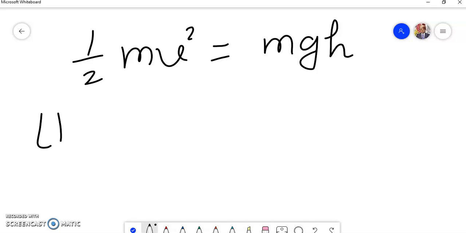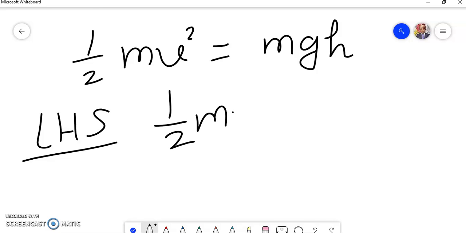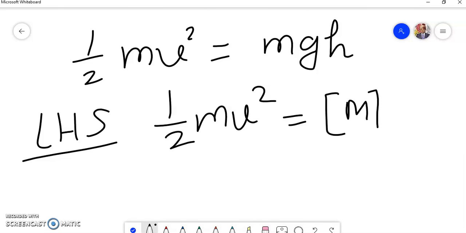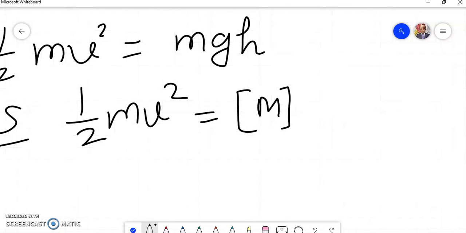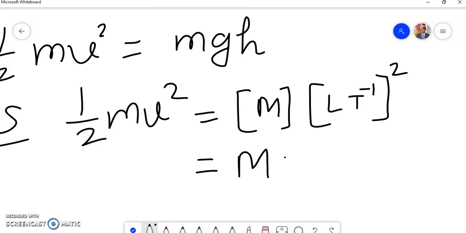Taking the left hand side. If we take the left hand side, you see that it is half mv square, where m is this capital M, and this v square is LT minus 1, squared. So this is equal to ML2 T minus 2.